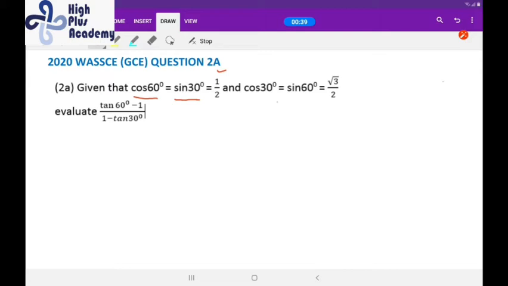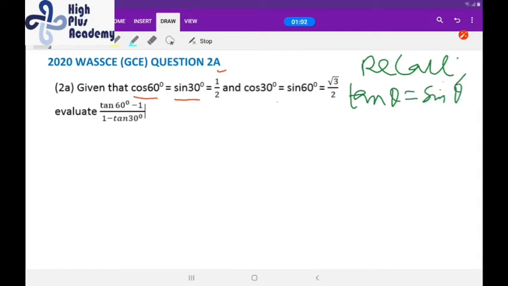You will notice that there was no tan in the given values, but in the question we are asked to evaluate tan. Now you recall from the identities that we have known before that tan of any angle equals sin of that angle over cos of the same angle. And that is what we are going to be using to solve this. Hence, we are going to start with sin 30 and cos 60. To get our tan 30 now, let's start with tan 60.